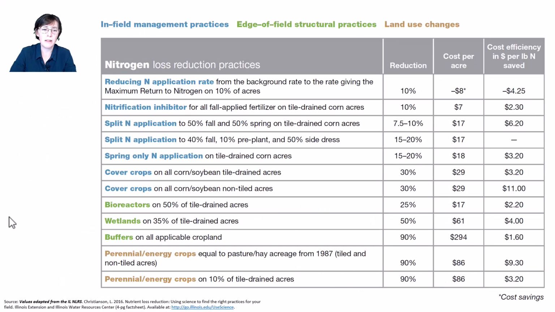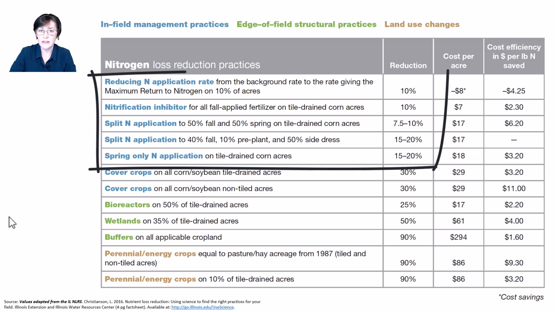I'll show you primarily examples from Illinois, and this is a summary table for the nitrogen loss reduction practices in the Illinois strategy. You see topics that have been covered in this course before, like reducing N loss by reducing the nitrogen application rate to the MRTN, using nitrification inhibitors, modifying our timing of nitrogen application.